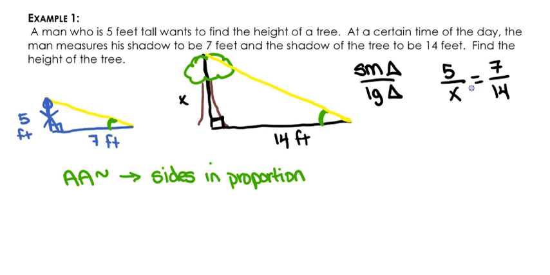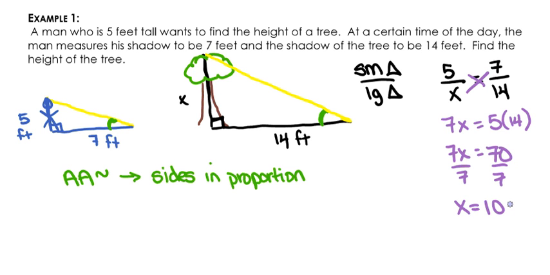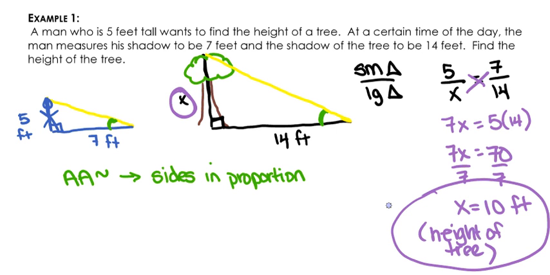And now that we've got our proportions set up, I'm going to cross multiply. So 7 times x going in one direction equals 5 times 14 going in the other. And when I do 5 times 14, my calculator tells me that's 70. So x, or the height of my tree, has to be 10 feet. Remember, when I set this problem up, I let x be the height of my tree. So once I solve for x, things are looking really good.